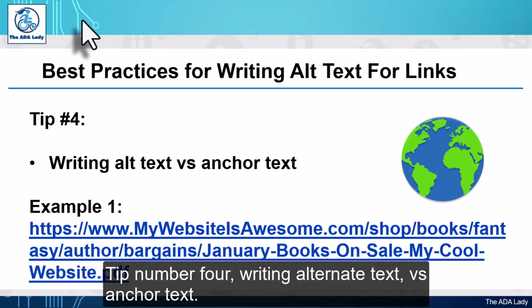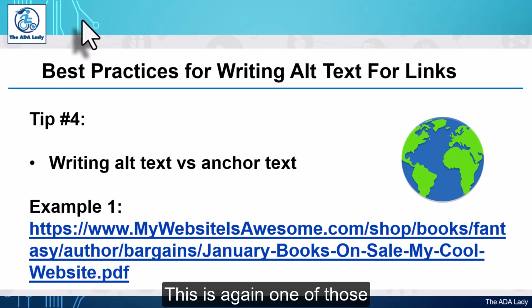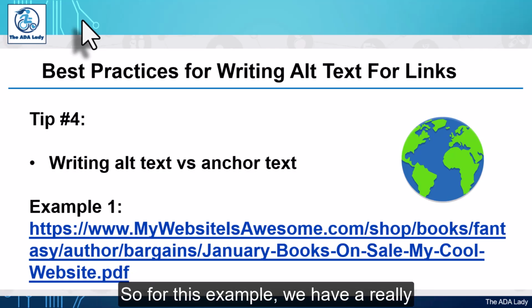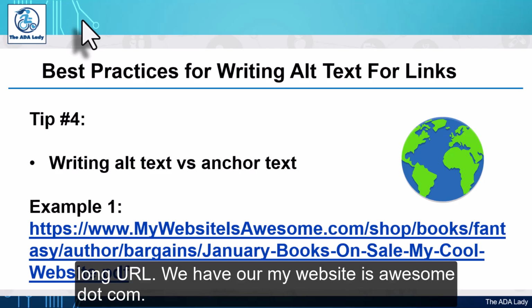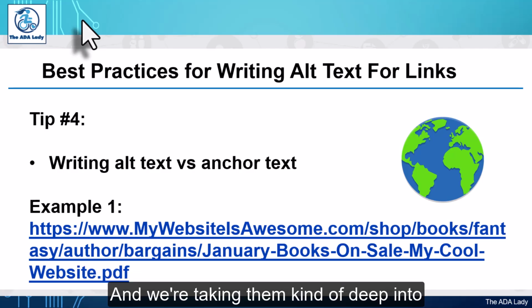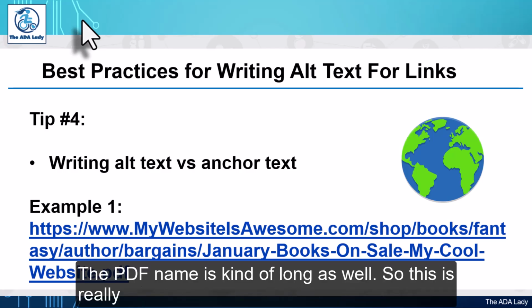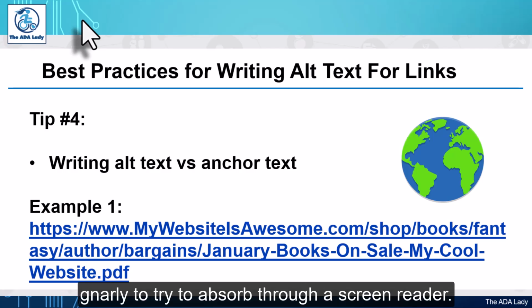Tip number 4, writing alternate text versus anchor text. This is again one of those which is better and how can I apply that to what I'm doing. So for this example, we have a really long URL. We have my website is awesome.com, and we're taking them kind of deep into the website, or at least where this PDF is hosted, has a lot of subsections deep into the website. So it makes the URL very long. The PDF name is kind of long as well. So this is really gnarly to try to absorb through a screen reader.